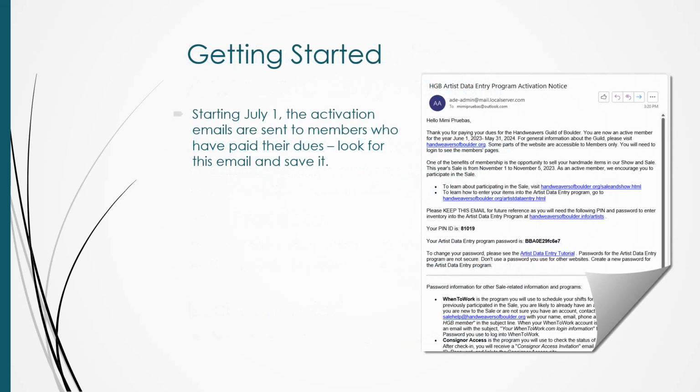The whole process starts July 1st when the activation emails are sent out. This email contains links to a lot of information about the show and sale. It will also include the information you will need for accessing the Artist Data Entry Program. We ask you to save the email so you have this information when you are ready to use it.